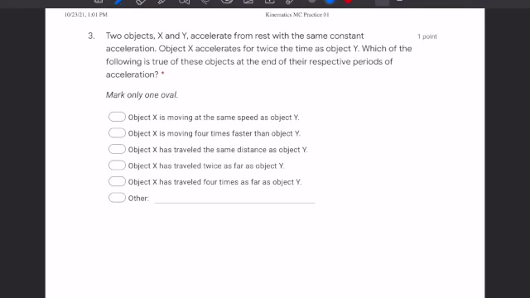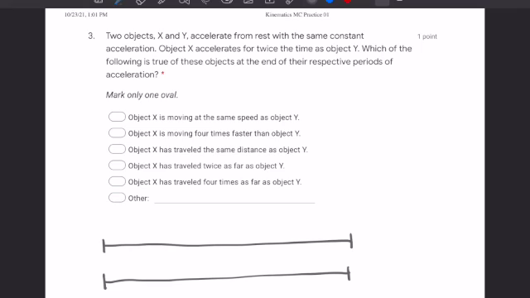All right, so we have two objects that accelerate from rest with the same constant acceleration. So let's put up two number lines. We know both of their initial velocities are 0. Object x accelerates for twice the time as y. So they both start at the same place.